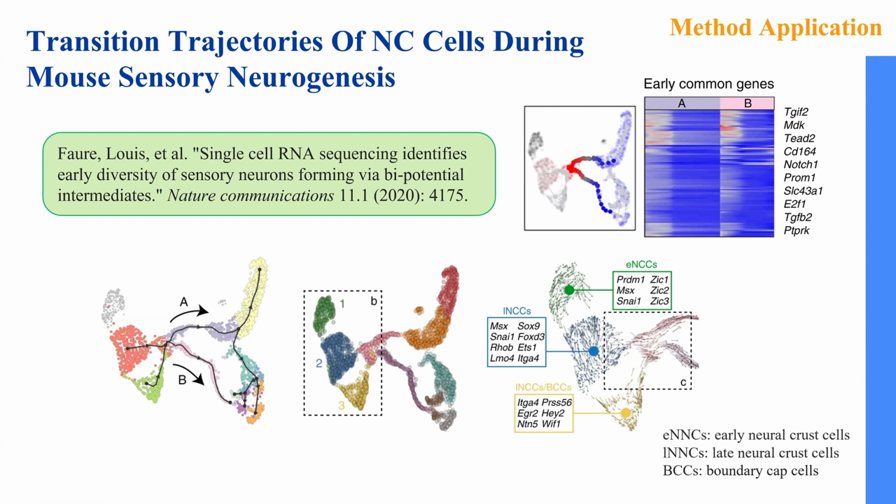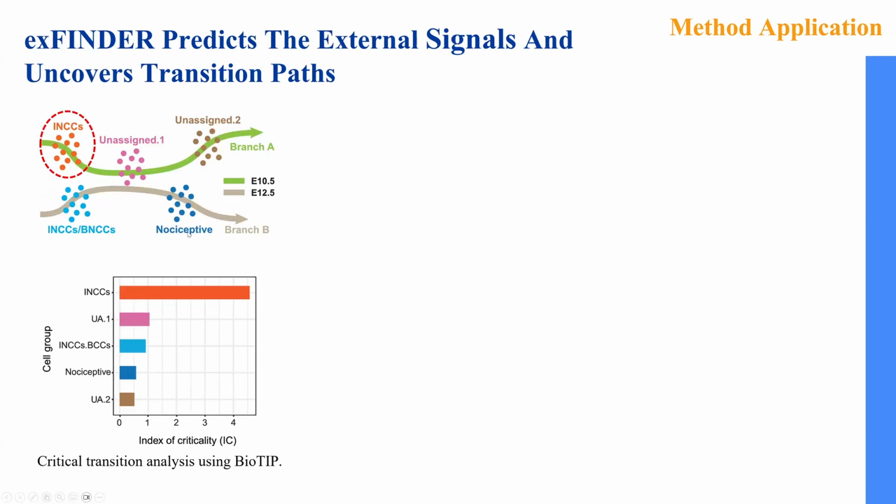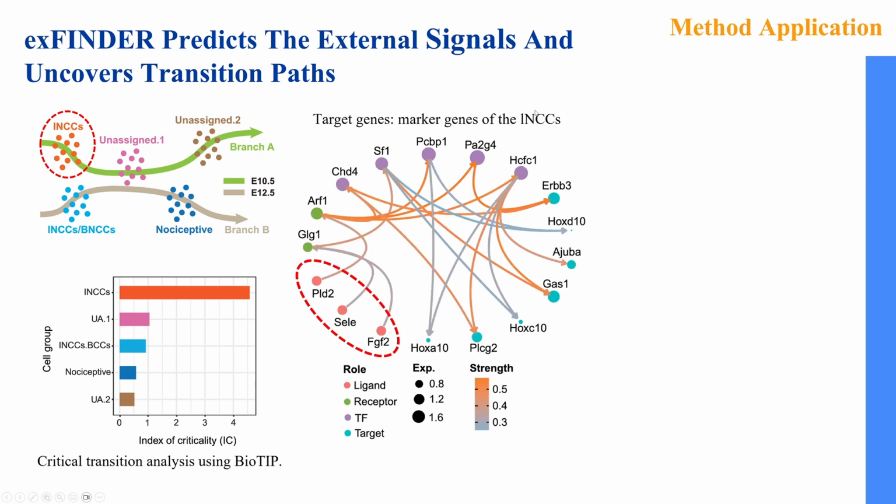And then what we found is, this is a schematic of this trajectory. Using BioTIP, we found that the latent neural cluster cells can be critical in the transition. But we want to know why. We want to know what signals can activate those latent neural cluster markers. So we use the markers for these latent neural cluster cells, and then we infer what can activate those markers. These are a starting point for the branches, so we want to know even earlier, what can activate those.